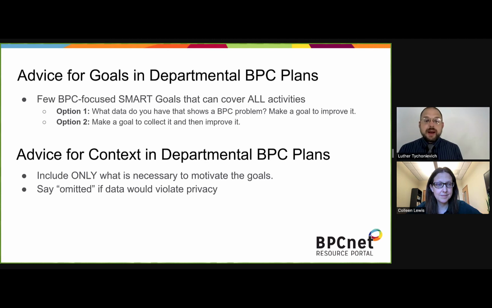Also, as you're thinking about this context, when you want to provide numbers and information, that's good, we want numbers and information. But we don't want numbers or information that would violate privacy. So if there's a small number of people and giving some ratio about them might help identify a specific person, just say you've omitted that data for privacy's sake. Don't send it to us. Don't tempt us to post it on the web where it shouldn't go.